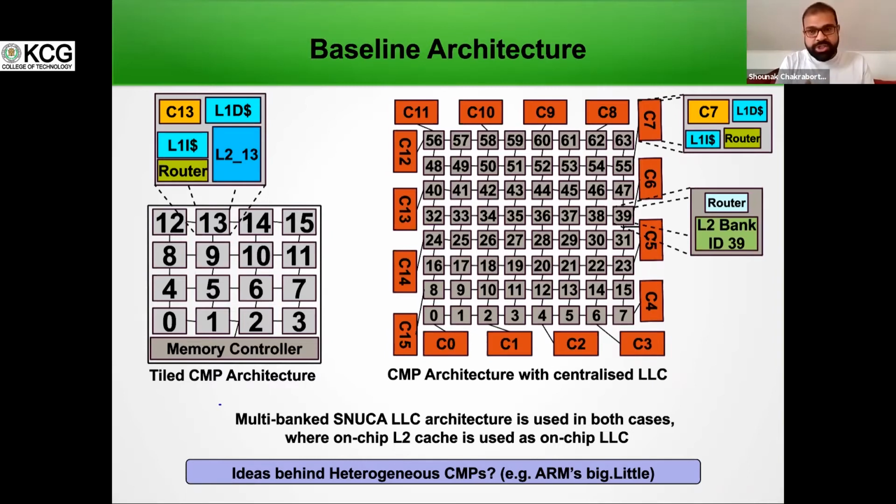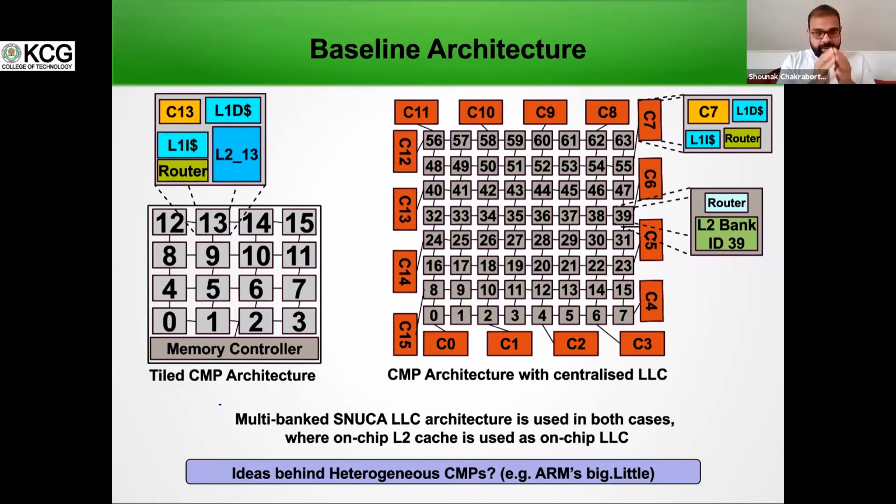Additionally, we have one chunk of L2. That L2 is numbered here 13 just to represent the tile, so it's just simple nomenclature, and I'm not going into the details of anything. This L2 is divided among all the tiles, and each part of this L2, or L2 slice, is called an L2 bank.